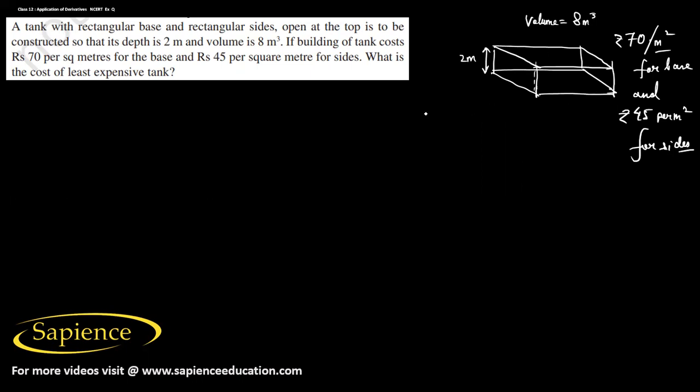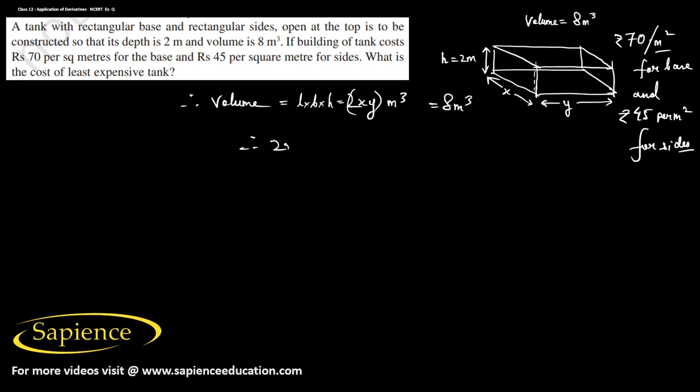Now let's suppose the breadth is x and the length is y. The depth, or height, is given as 2 meters. So the volume will be length into breadth into height, that is x into y into 2, so 2xy meter cube. That is given as 8 meter cube. Therefore 2xy is equal to 8. Hence y is equal to 8 by 2x, which is 4 by x meters.